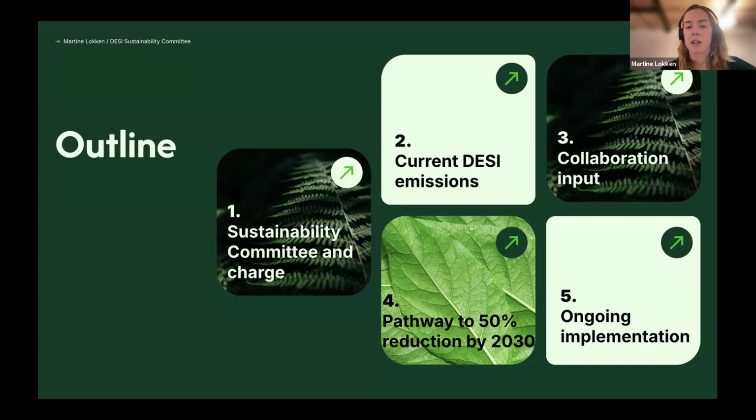So there were multiple motivations for it, and of course we continued our work as the government changed, because we think it's important. I'll talk in a moment about the charge and a bit more detail about what our committee did. Then I'll go into the details of current DESI emissions, getting collaboration input from a survey that was sent around to the full collaboration, and our work to figure out a pathway to this 50% reduction goal. And then I'll discuss a little bit about ongoing implementations to try to actually make these suggestions a reality.